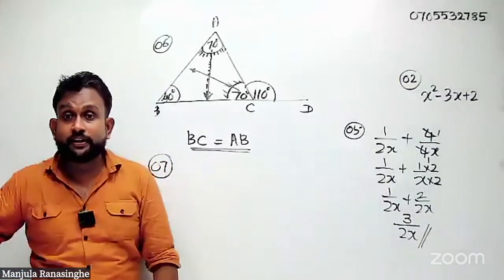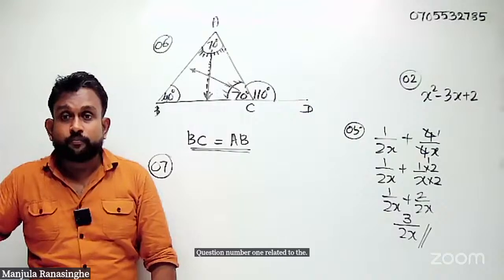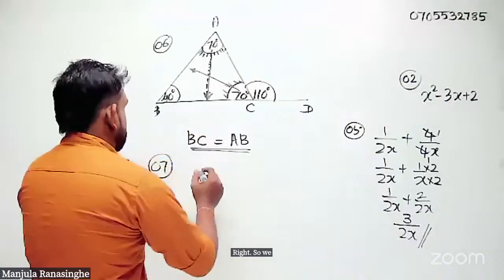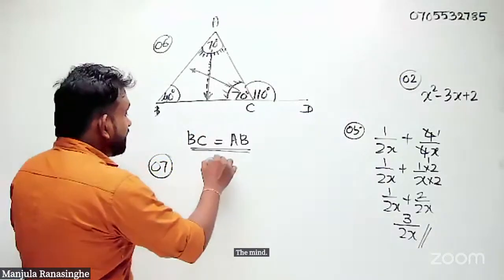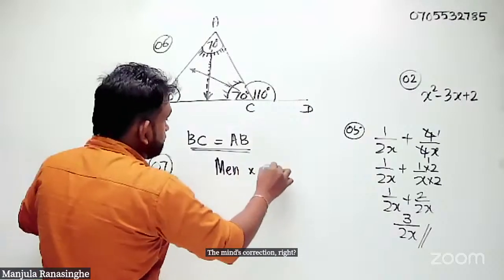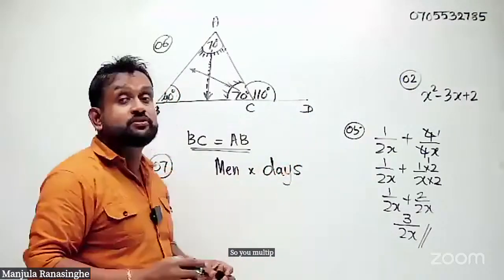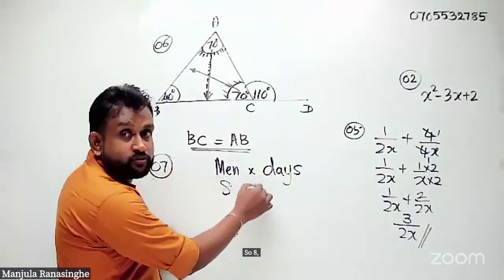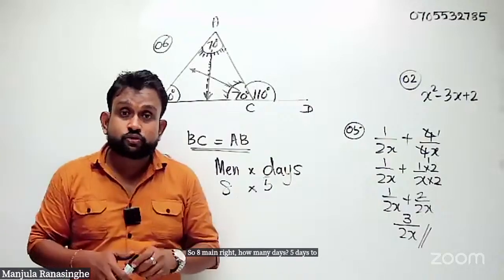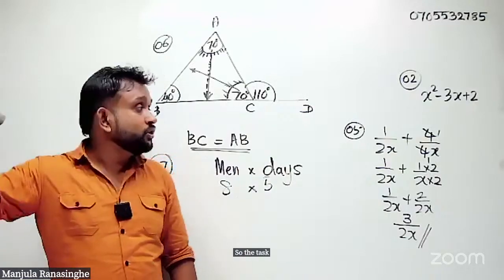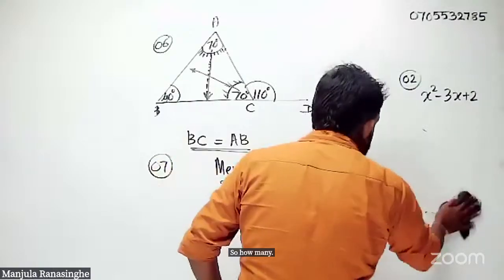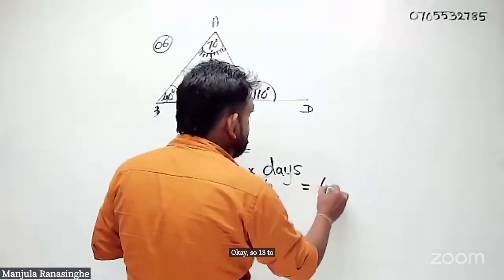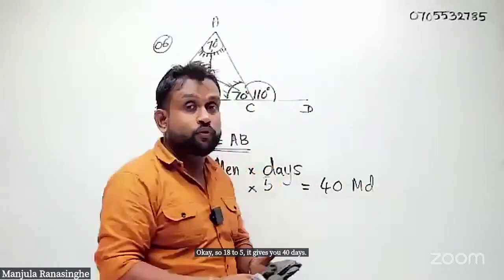Question number 7 is related to the time it took, 8 minutes. So we know that it is a man-days question. Man-days: you multiply men and days to see the amount of task. So 8 men, how many days? 5 days to complete a certain task. So the task is measured by man-days. How many man-days is there? 8 into 5, 40 man-days. So 8 into 5 gives you 40 man-days.